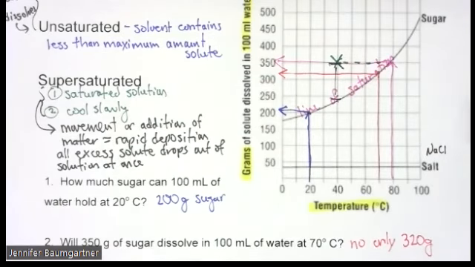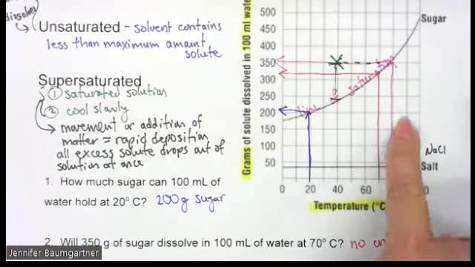So what are our takeaways? We have 3 types of solutions: unsaturated, saturated, and supersaturated. Unsaturated has less solute than is the maximum that it can hold. Saturated has just the maximum amount of allowable solute. And if we continue to add solute, it'll just drop out to the bottom.